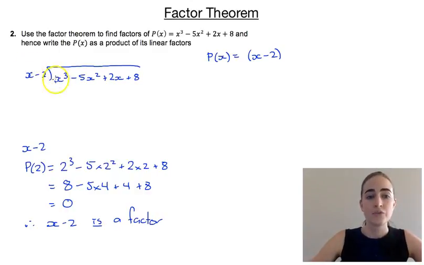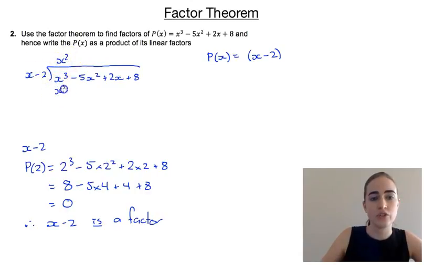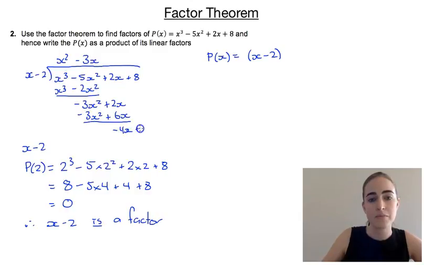So to get x to an x cubed, we'd have to multiply by x squared. So x squared times x gives us x cubed. X squared times minus 2 would give us minus 2x squared. Subtracting that, we've got minus 5x squared minus 2x squared, so minus 5x squared plus 2x squared will give us minus 3x squared plus 2x. Then to get this x to a minus 3x squared, we'd have to multiply by minus 3x. So that gives us minus 3x squared. Minus 3x times minus 2 would give us plus 6x. Subtracting that would give us minus 4x plus 8.